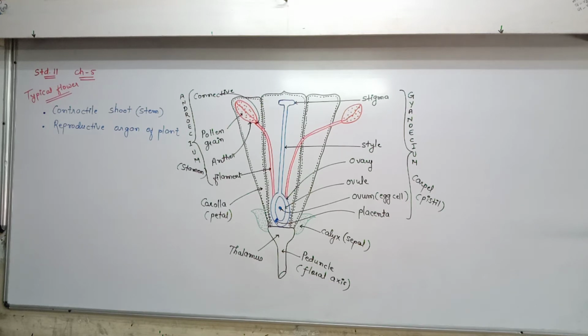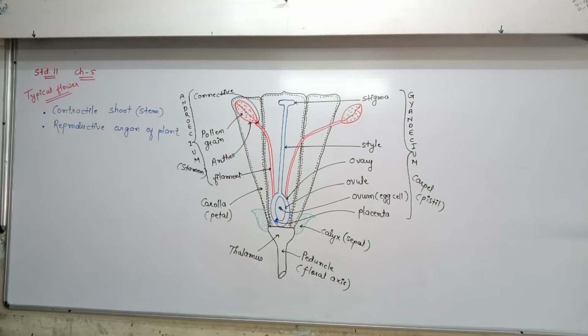And if I will ask the question of this chapter, I will ask this question: draw only labeled diagram of the typical flower. 3 marks. Okay? At that time, minimum in 2 to 3 minutes, you can draw the diagram with labeling. Fast. Fine? So, you make practice for that, then you are able to do that.